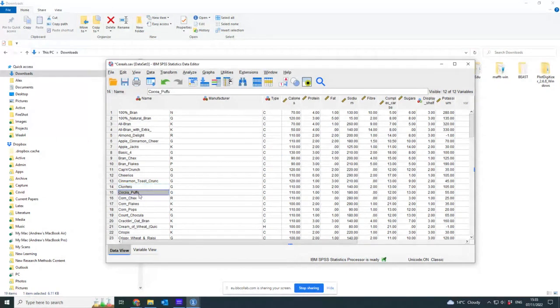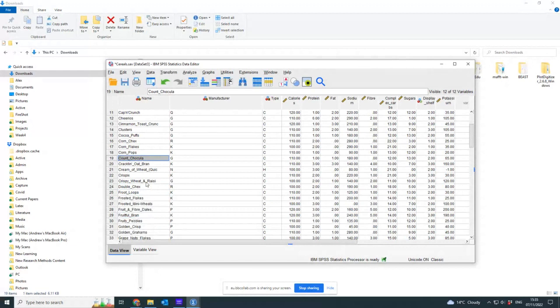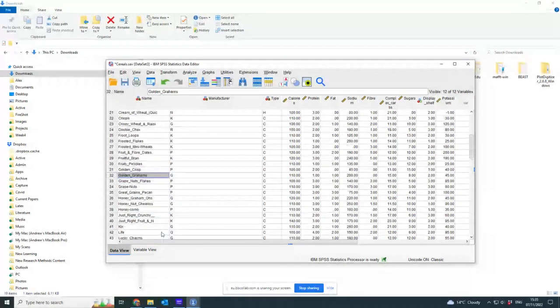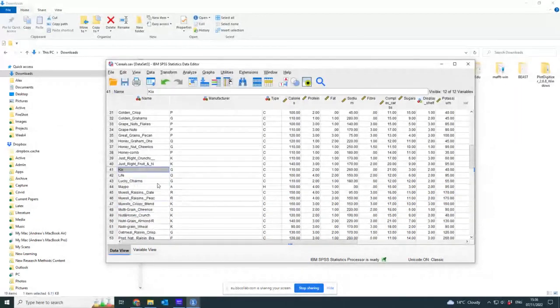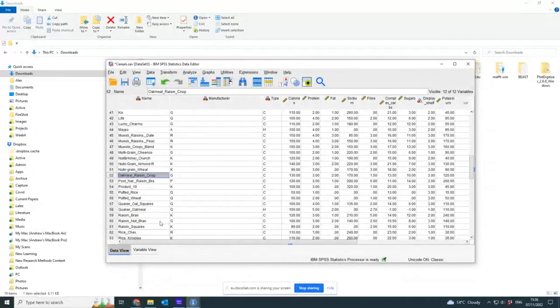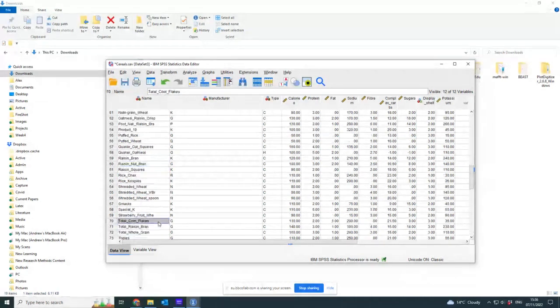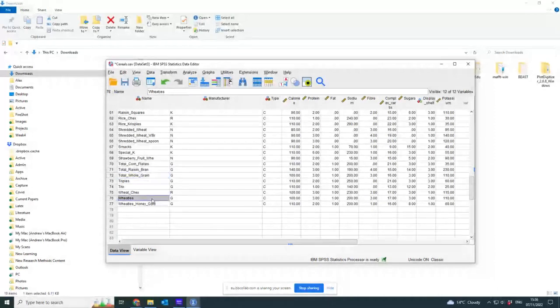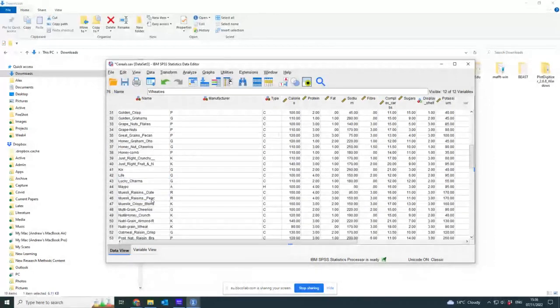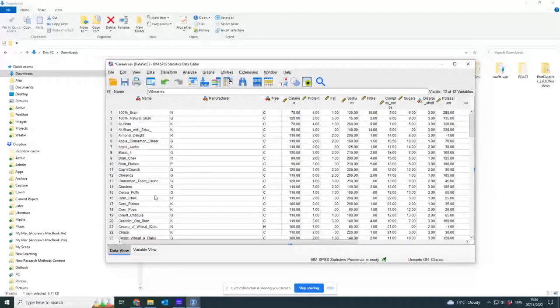So General Mills, we've got Clusters, Cocoa Puffs, Count Chocula. I'm getting hungry already. Crispy Wheat and Raisin, Golden Grahams, Honey Nut Cheerios, Kix, Lucky Charms, Oatmeal Raisin Crisps, Raisin Nut Bran, Total Cornflakes. Actually, it's not so obvious why they've got way more than Kellogg's. Perhaps it is.